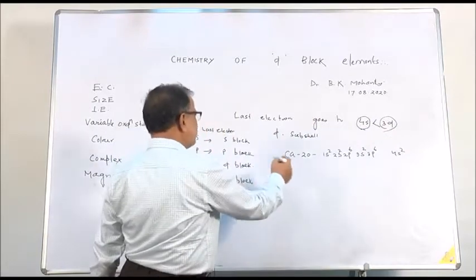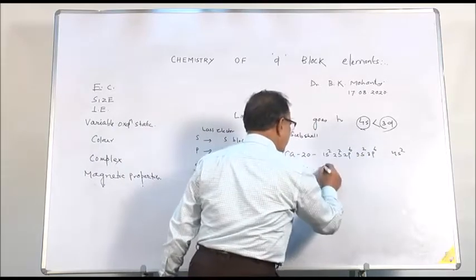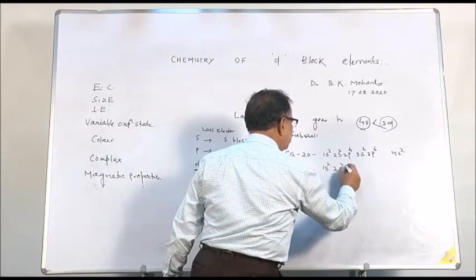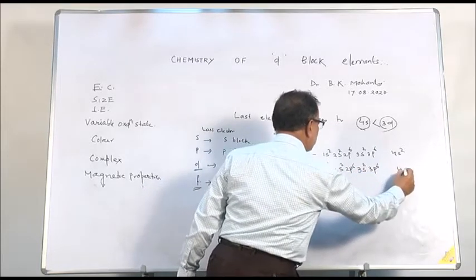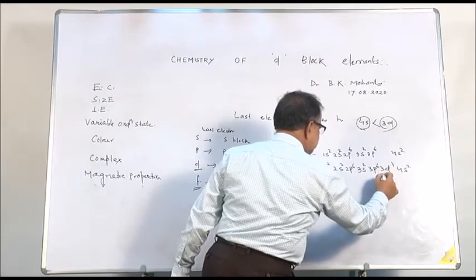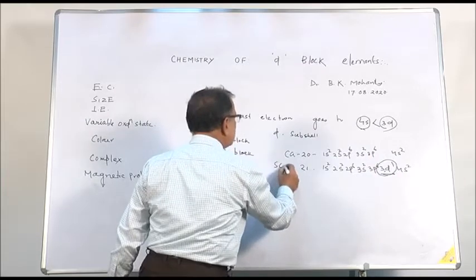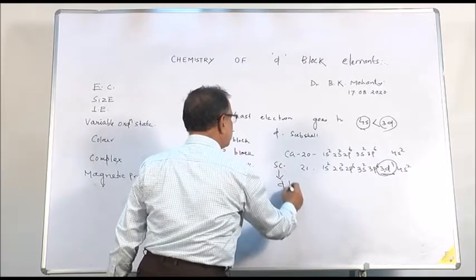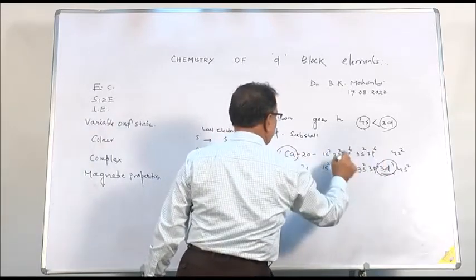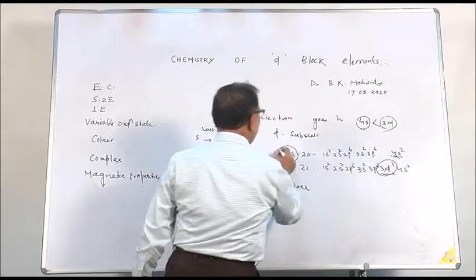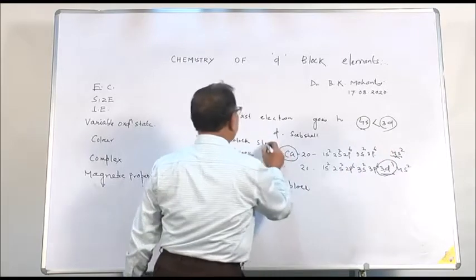According to this, when the atomic number is 21, the configuration is 1s2, 2s2, 2p6, 3s2, 3p6, 4s2, 3d1. Since the last electron goes to d orbital, scandium 21 is called a d block element. And for calcium 20, the last electron goes to s orbital, therefore it is called s block.